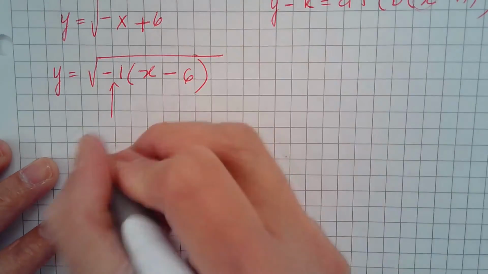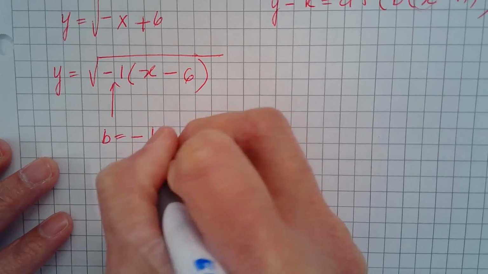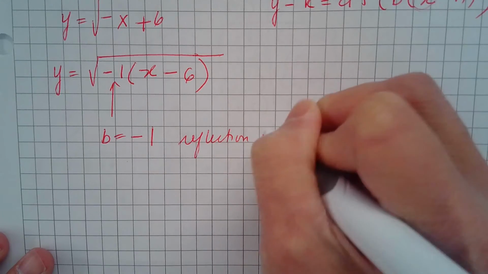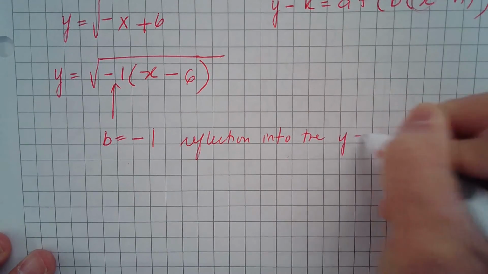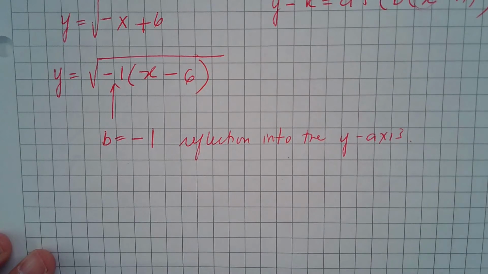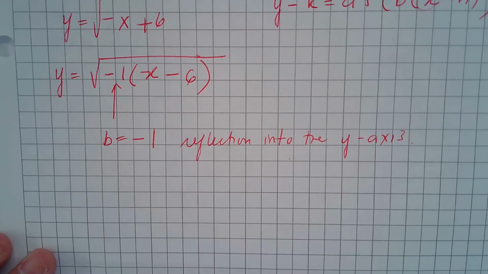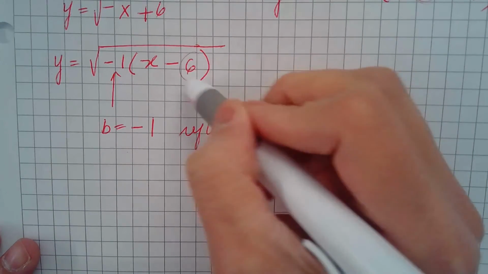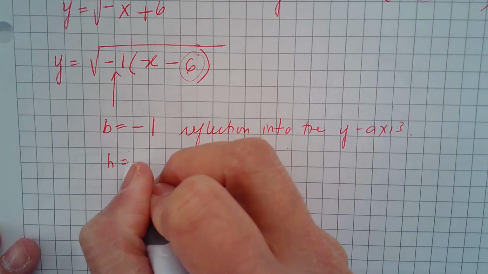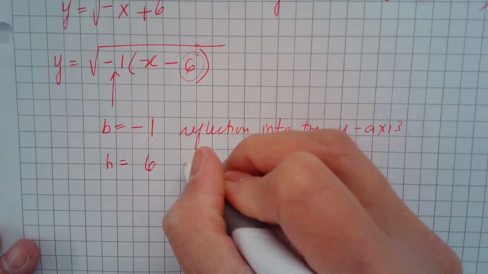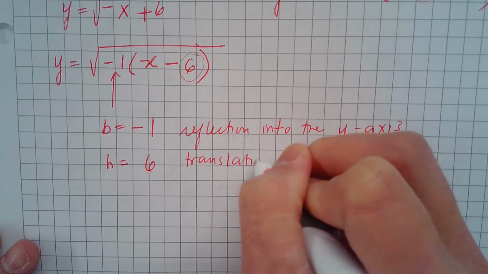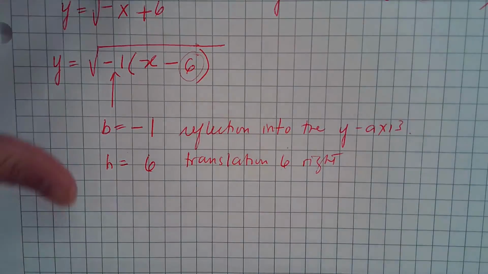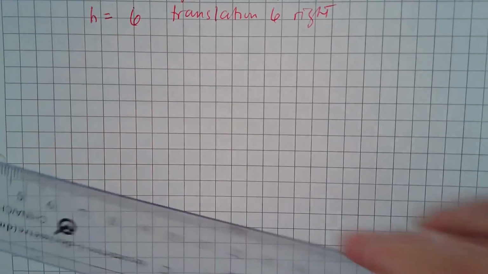This negative, so b is equal to -1, and that's a reflection in the y-axis, right? So if the x is on this side, it becomes on the opposite side of the y-axis. And what's this one? That's the h. H is positive 6, so that means a translation 6 units right. Okay? So, let's see. Here it goes.